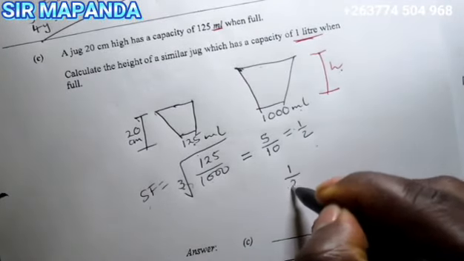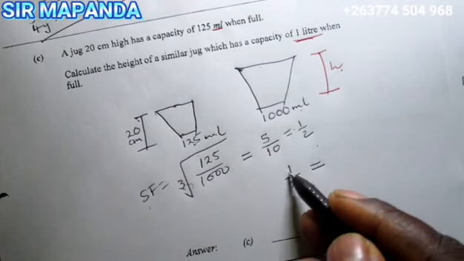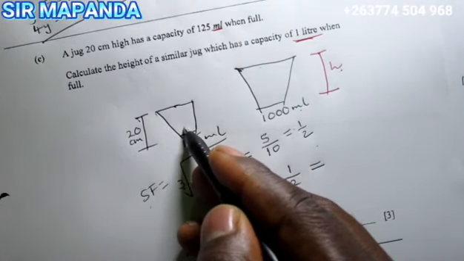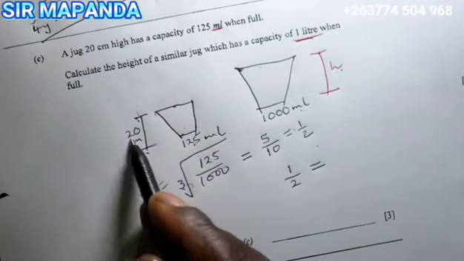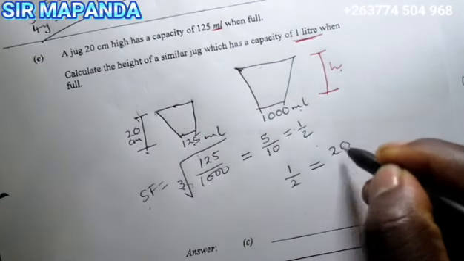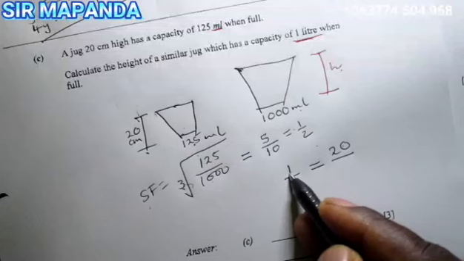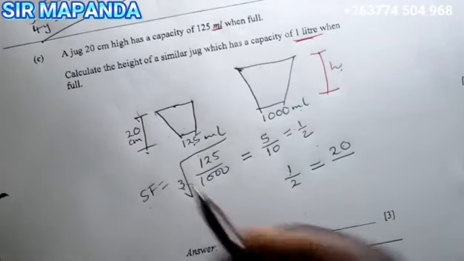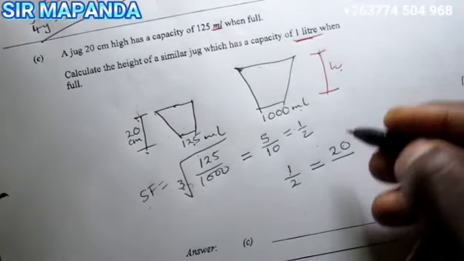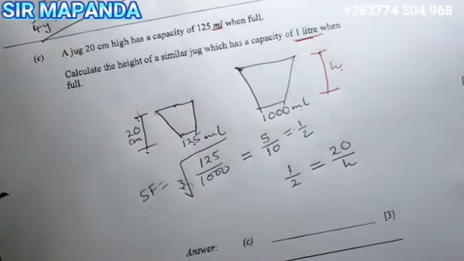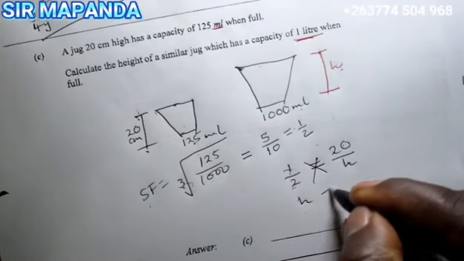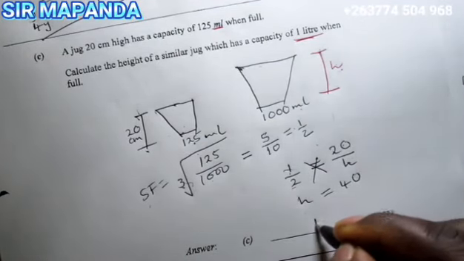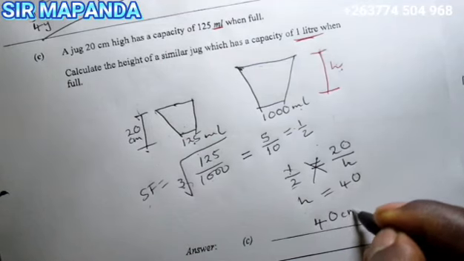So you write 1 over 2 is equal to 1, representing the smaller jug, right? It means the height of the smaller jug is known as 20 centimeters. So 20 is going to be aligned with the 1, the ratio of the smaller jug. Then h is the missing height of the bigger jug. So you cross multiply. 1 times h, you get h. 2 times 20, you get 40. So the height of the bigger jug is 40 centimeters.